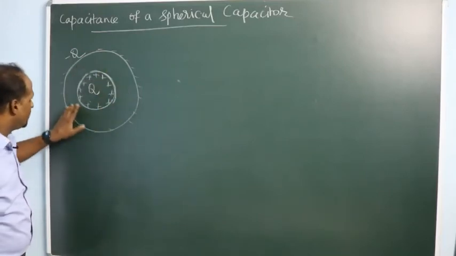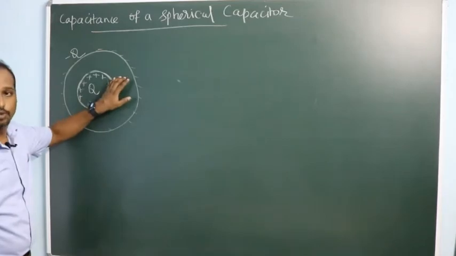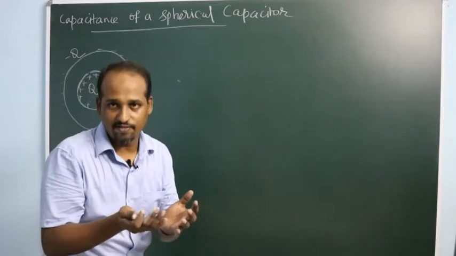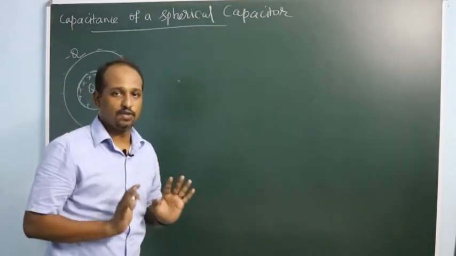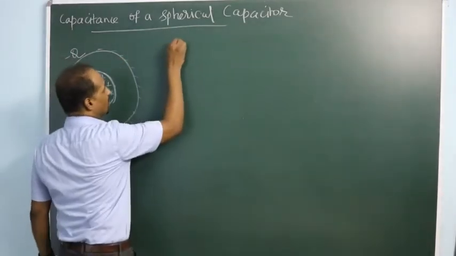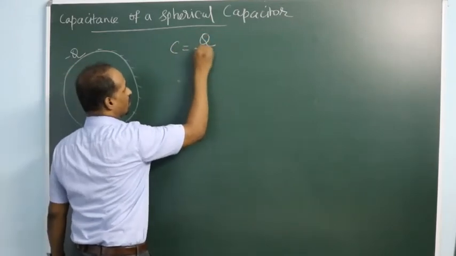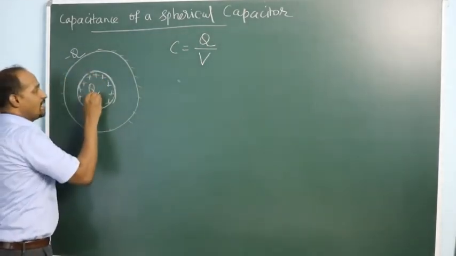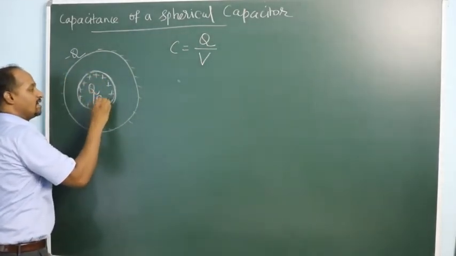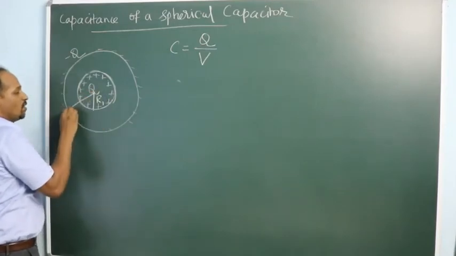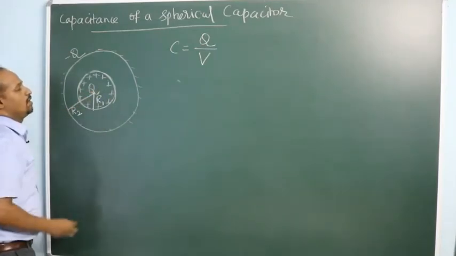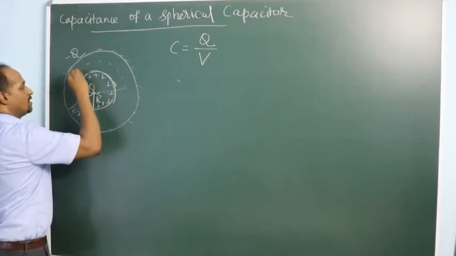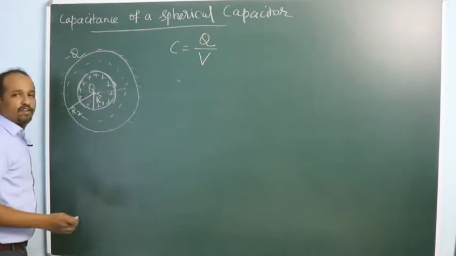So in this region, electric field is only due to this positive charge. You know that if there is a conductor, all the charges lie only at the surface, and the electric field inside it is zero. Then the capacitance of a spherical capacitor is the charge built up per potential difference between the plates. Now let's say the radius of the inner conductor is R1 and the radius of the outer shell is R2.